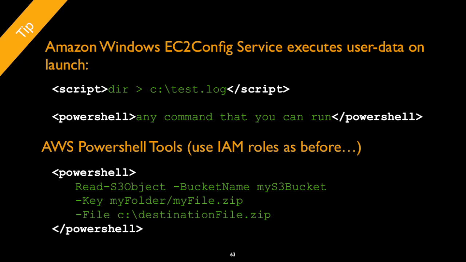So there I'm passing in to a Windows instance, reading from S3, a bucket from S3, downloading a zip file and sticking it into a local file on the C drive of this instance as it comes up. So you can bootstrap Windows and Linux instances, and if you combine that with IAM Roles, you've got a really powerful tool for doing all sorts of custom actions as an instance comes up. So IAM Roles and bootstrapping are your friends.